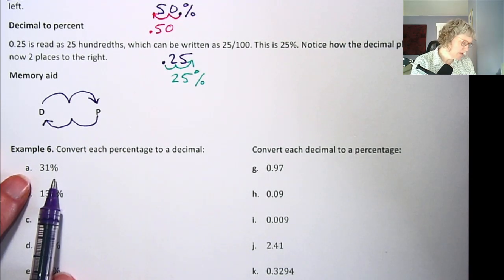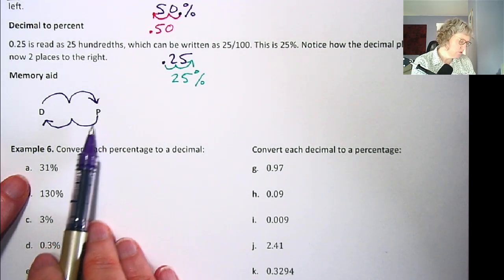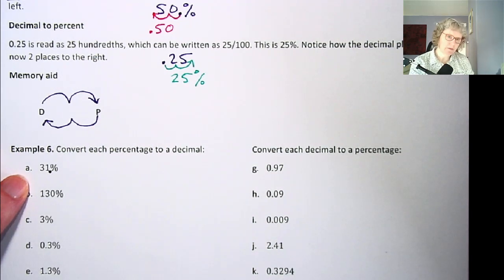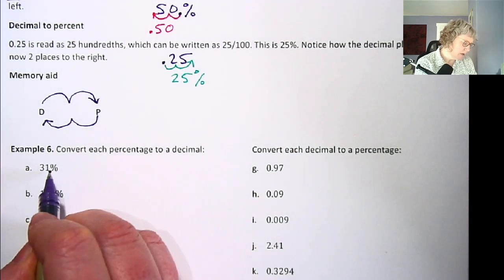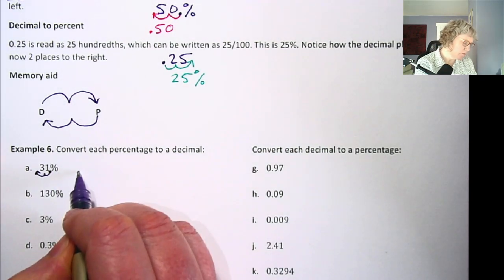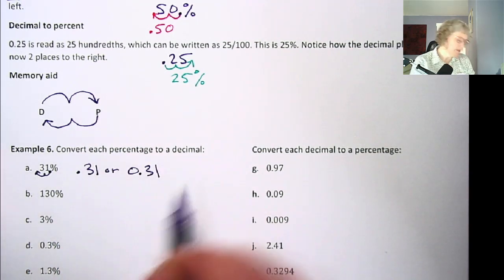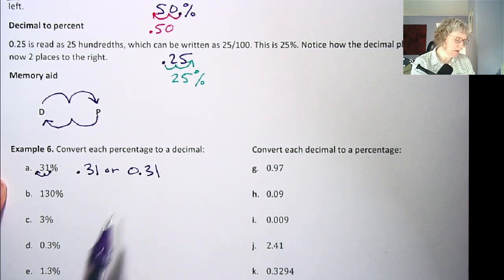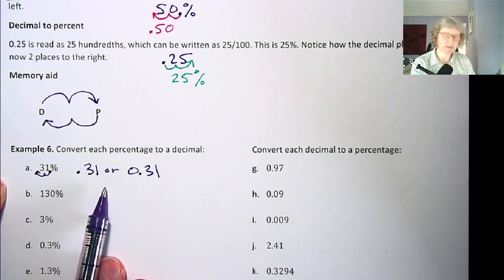So 31%. Okay, so we have a percent. We have P. So that's going to go to the left. So 31, the decimal is at the end if it's not written. So 31 point, I'm going to move that 2 to the left. So this would be 0.31. And now we don't write the percent symbol because it's not a percentage anymore. Okay, so we can either write 0.31 or 31%, but we wouldn't put 0.31% because now that's a different number.